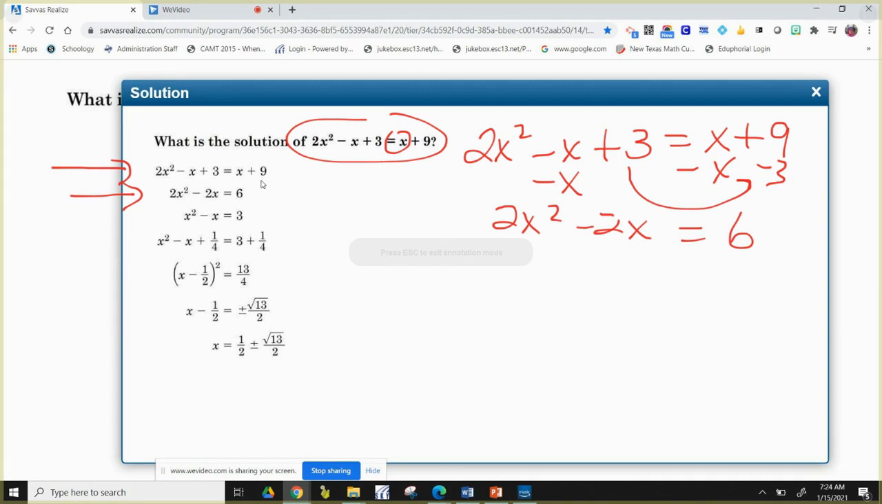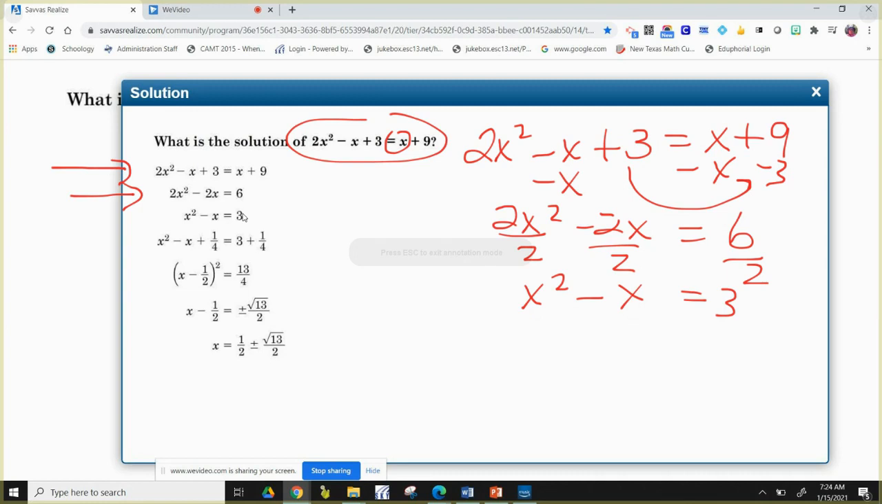Okay, now, when we use complete the square, we want a leading coefficient of 1. So from this step to this step, they divided everything by 2. Look, divide this one by 2, divide this one by 2, divide this one by 2. Then you have x squared minus x equals 3.